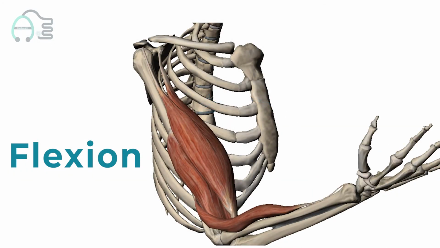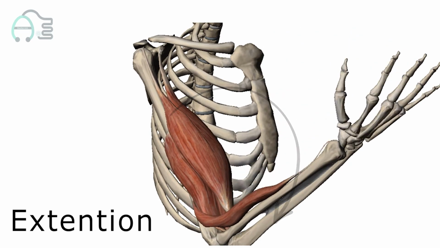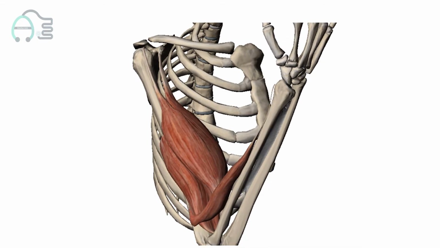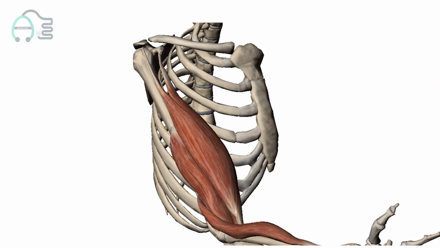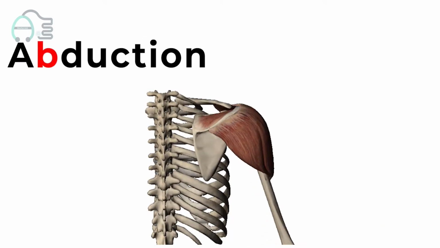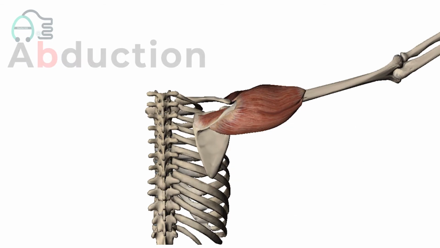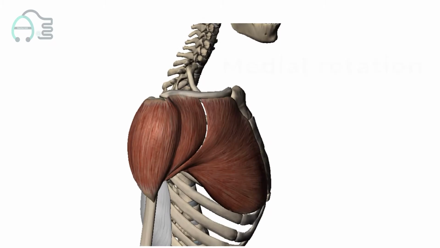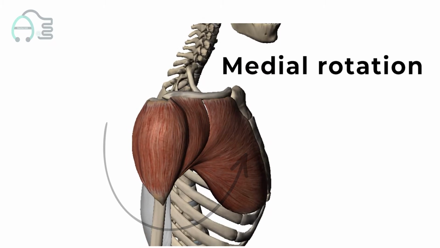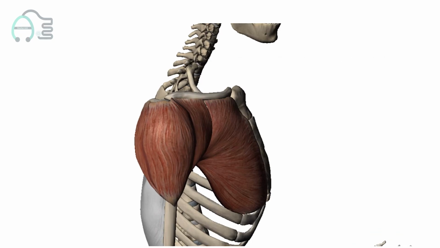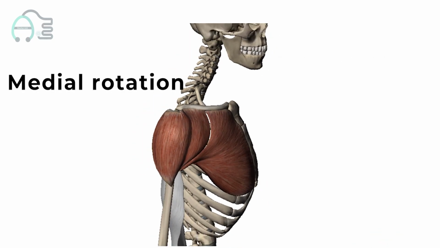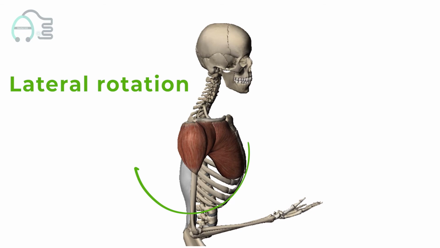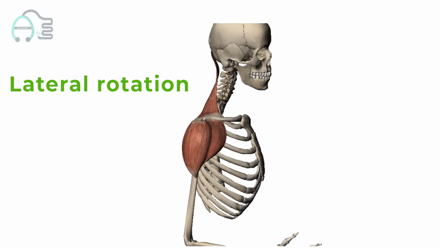Flexion, decreasing the angle between two parts. Extension, increasing the angle between two parts. The two actions are seen in the movement in the joints between the ulna and the humerus. Abduction is the movement away from the midline. Adduction is the movement towards the midline. Medial rotation is a rotating movement towards the midline. Lateral rotation is a rotating movement away from the midline.